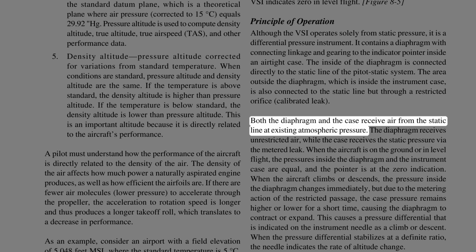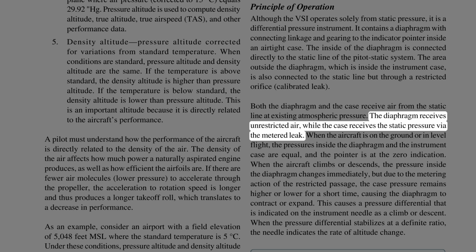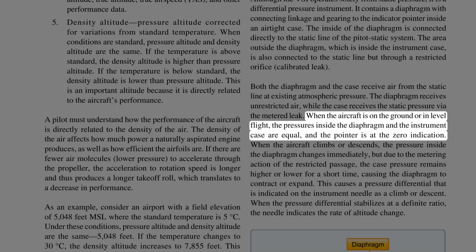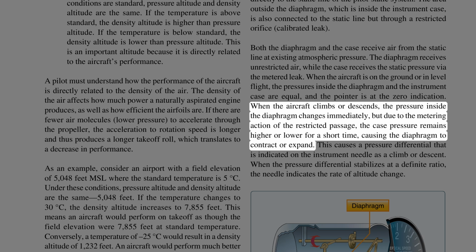Both the diaphragm and the case receive air from the static line at existing atmospheric pressure. The diaphragm receives unrestricted air, while the case receives the static pressure via the metered leak. When the aircraft is on the ground or in level flight, the pressures inside the diaphragm and the instrument case are equal, and the pointer is at the 0 indication. When the aircraft climbs or descends, the pressure inside the diaphragm changes immediately, but due to the metering action of the restricted passage, the case pressure remains higher or lower for a short time, causing the diaphragm to contract or expand.